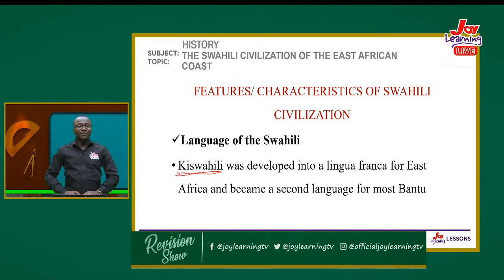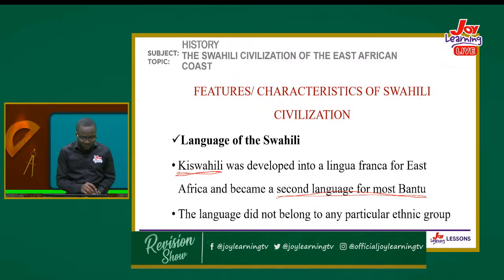Now, Kiswahili language, as it was developed, it became a lingua franca for East African coast. What it means is that it became the most spoken or the accepted national language for the people of East African coast. By that, what we mean is that apart from their distinct ethnic languages that they spoke, the Kiswahili language became an inter-ethnic language. What it means is that it did not belong to any particular ethnic language. So please pay attention again. We are saying that one key characteristic of the civilization of East African coast, or the Swahili, is the development of their language. Their language we are referring to as the Kiswahili language.